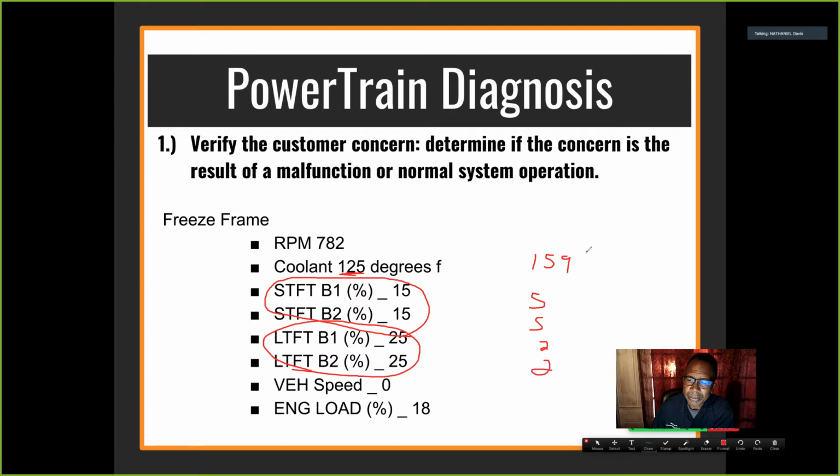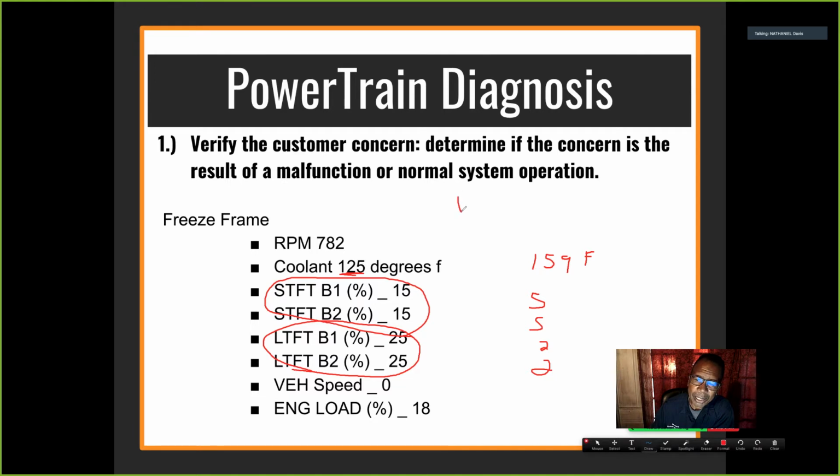At 159 degrees Fahrenheit. But yet on the test, they say, could this be a fuel pump, a vacuum hose, low fuel volume, or an intake gasket leak? Now you see the things I just said? All four could cause a lean condition, right?